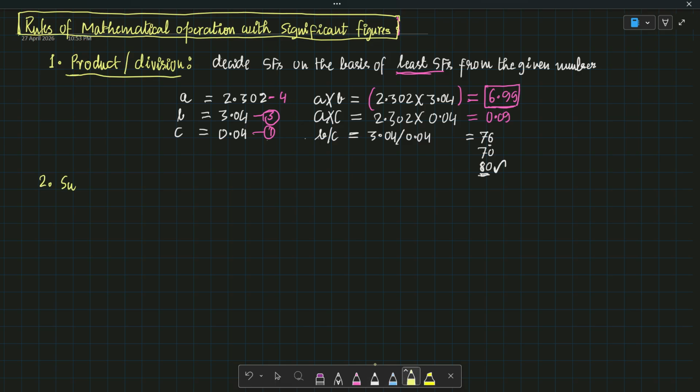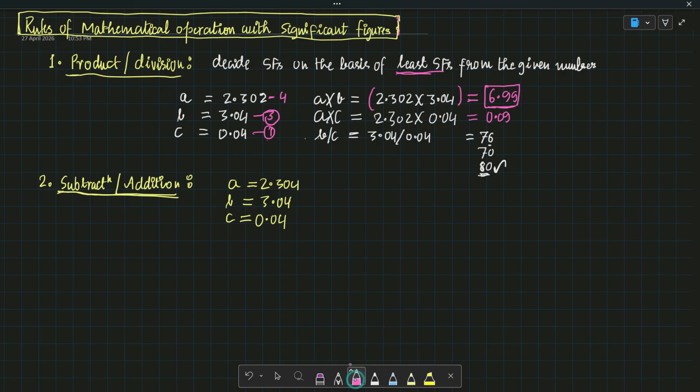Now, in case of subtraction and addition, let's say that we have a to be 2.304, b to be 3.04, and c to be 0.04. We already know that a has 4 significant figures, b has 3 significant figures, and c has 1 significant figure.